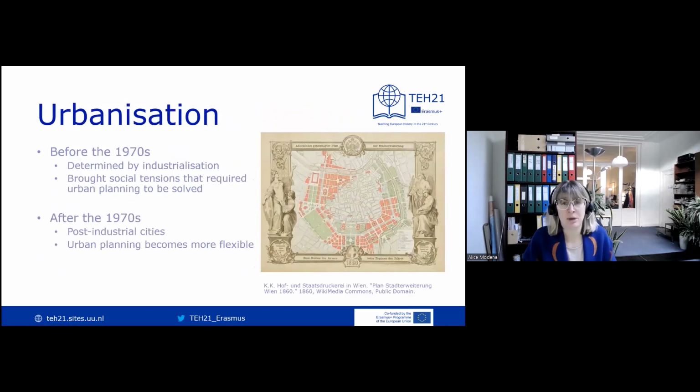Urbanization in the 20th century can be divided in two periods. Before the 1970s, urbanization was still determined and characterized by industrialization, as it had been in the previous century. In this period, increases in urban population brought with them rising social tensions that required to be solved by professionals. It is for this reason that in this period, urban planning becomes an academic discipline, with a first university course on this topic offered at the University of Liverpool as early as in 1909.